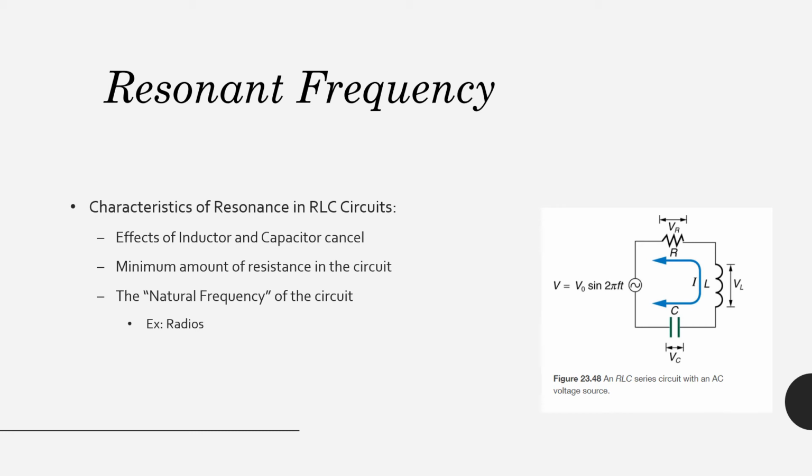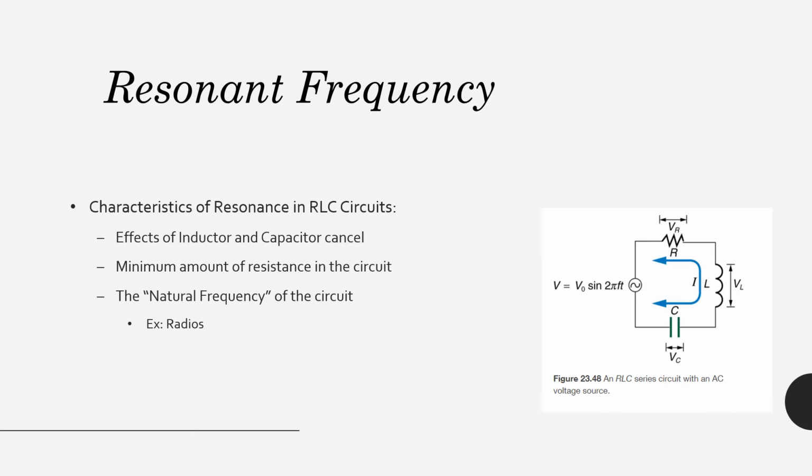And what that means is that those induced currents going opposite directions, at this resonant frequency, are going to completely cancel each other out. So the only resistance that we're going to have in the system is just going to be that minimal amount of resistance provided by the resistor. That might even be just the resistance from the wires in this circuit. And when we're at this resonant frequency, that's what we call the natural frequency of the circuit.